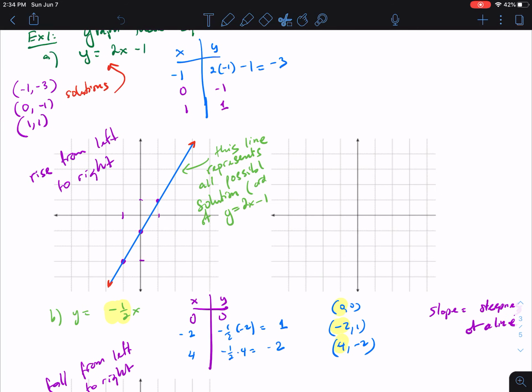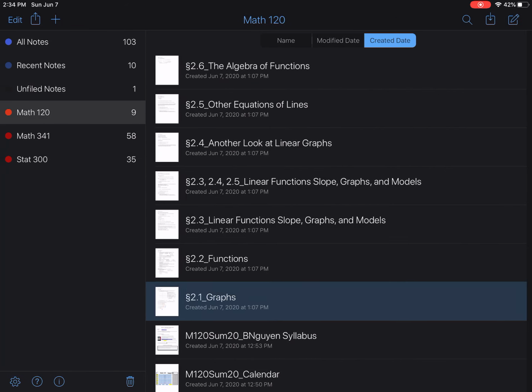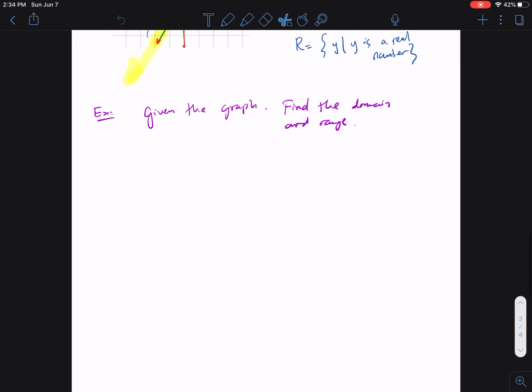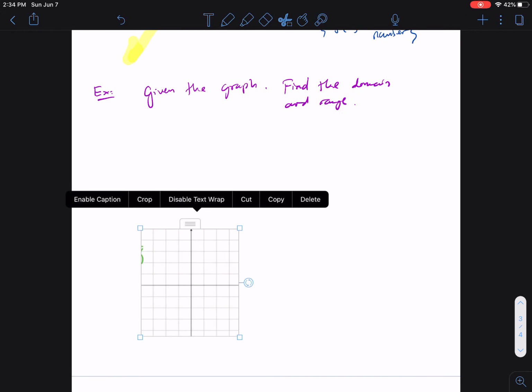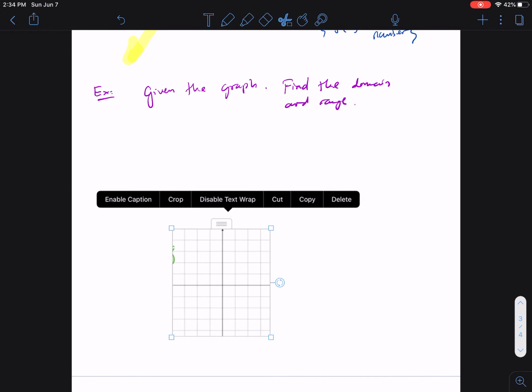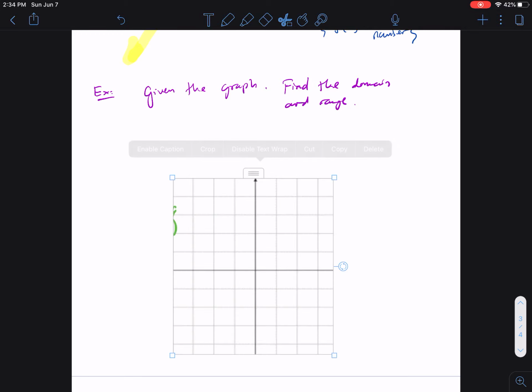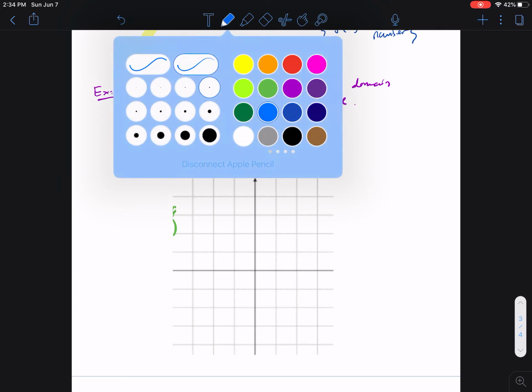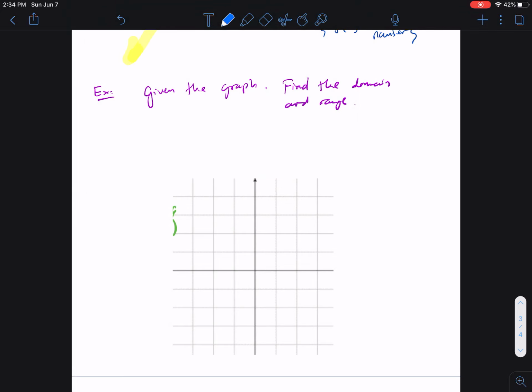Actually, I'm gonna do this. All right, so copy. All right, so let's paste this here. All right, so let's say the graph looks like this. Here, let me draw the graph here. Let's say we have a graph that looks like this. Oh, not that way. So that's the graph, okay?